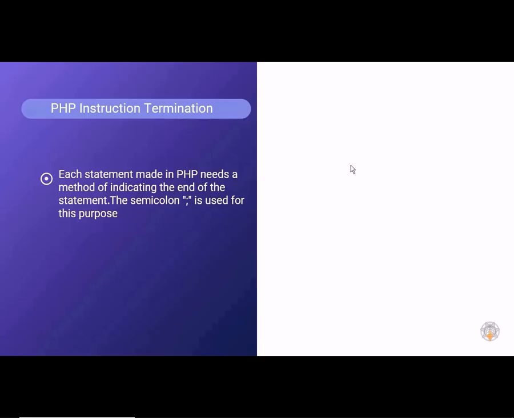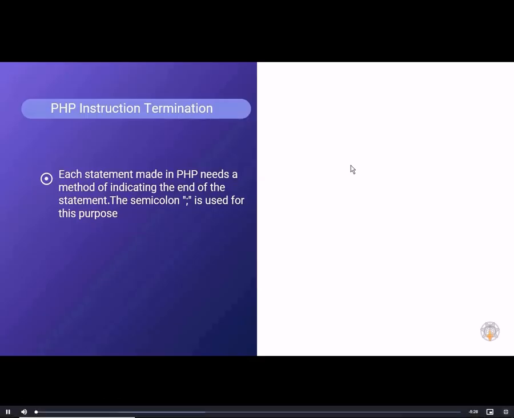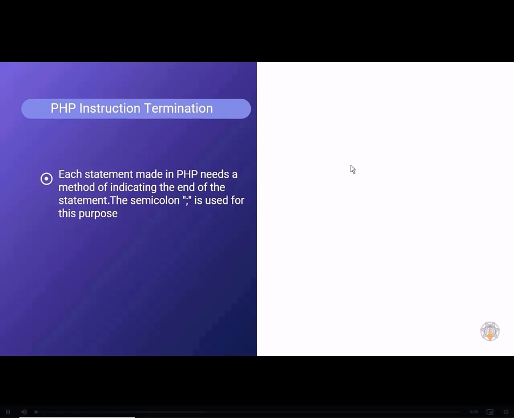So next part is PHP instruction termination. Each statement made in PHP needs a method of indicating the end of the statement. The semicolon is used for this purpose. Every program is a collection of instructions. Whenever we write a line of code, that should be considered an instruction, and that instruction should be terminated or closed. For that purpose we use a semicolon to terminate an instruction.